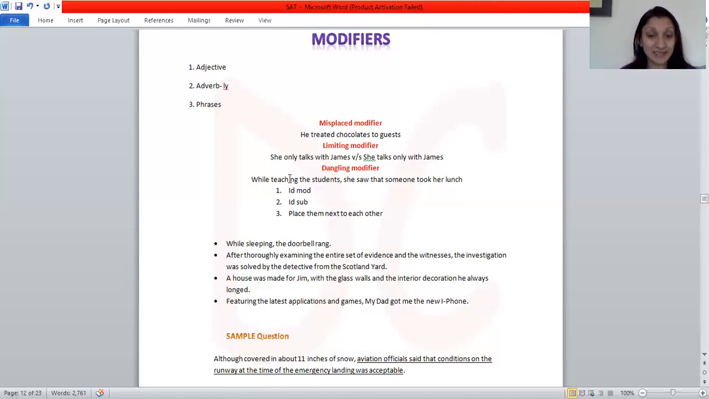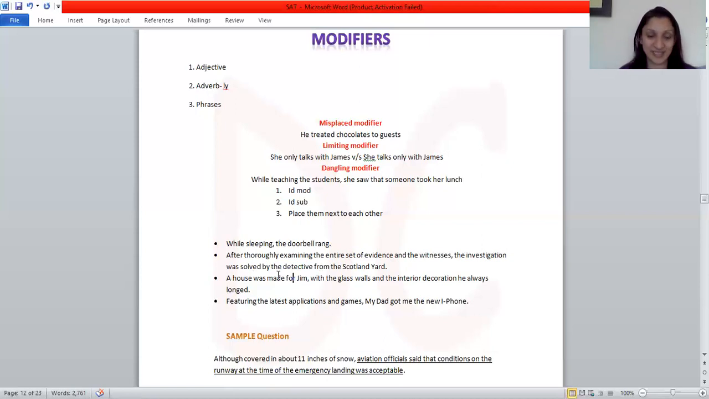I said that the third rule is to place them next to each other. That means these two things next to each other. So Jim with glass walls and interior decoration. So does Jim have glass walls or does the house have glass walls? The house. Yes. So this glass wall needs to go with the house, not with Jim.